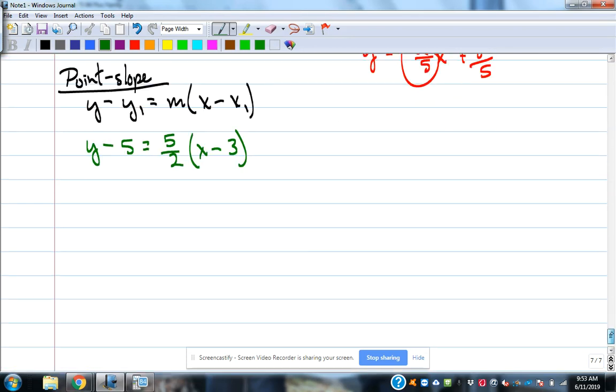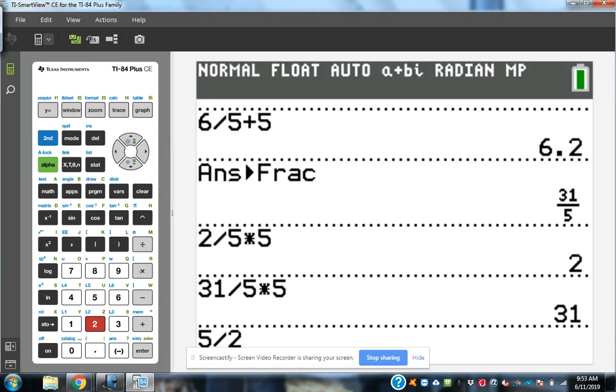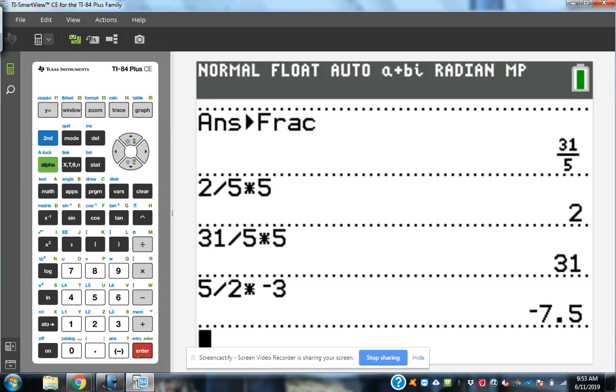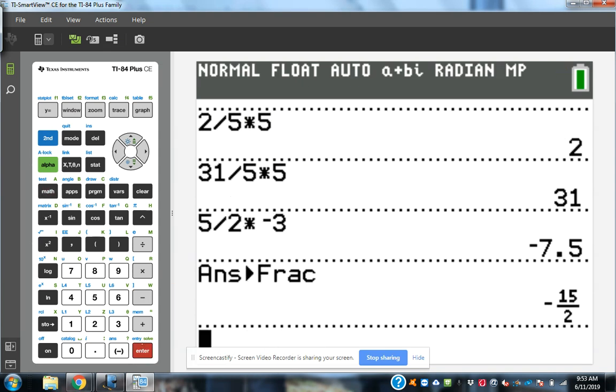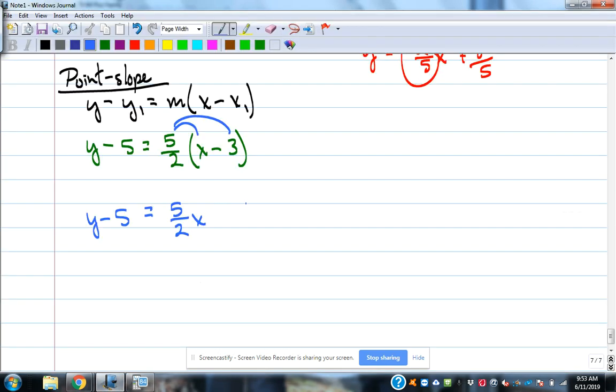But I want to get that into slope intercept form. So I'm going to take that 5/2 and distribute it. 5/2x, and then 5/2 times negative 3. Math, enter. Negative 15/2, minus 15/2. Then I'm going to get y by itself. One step and we're in slope intercept form. So I'm going to add 5.